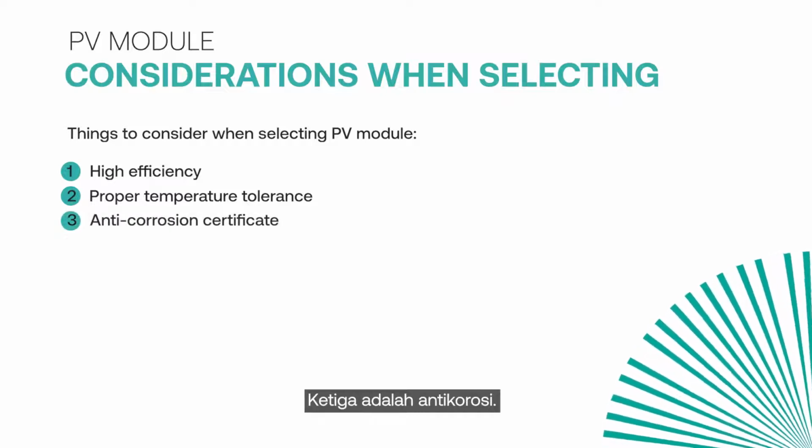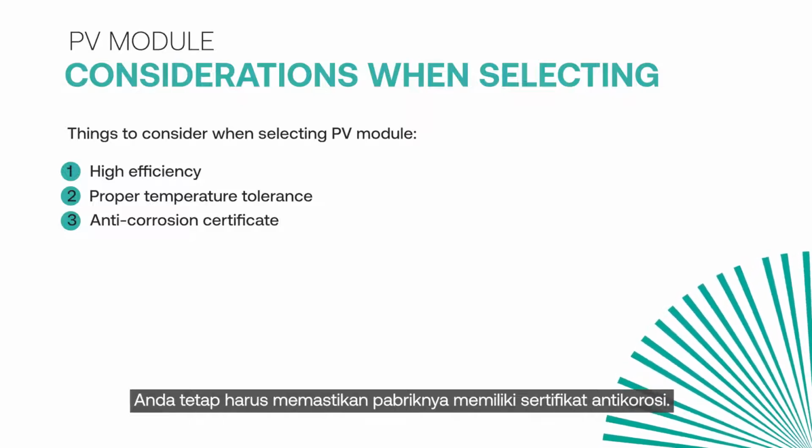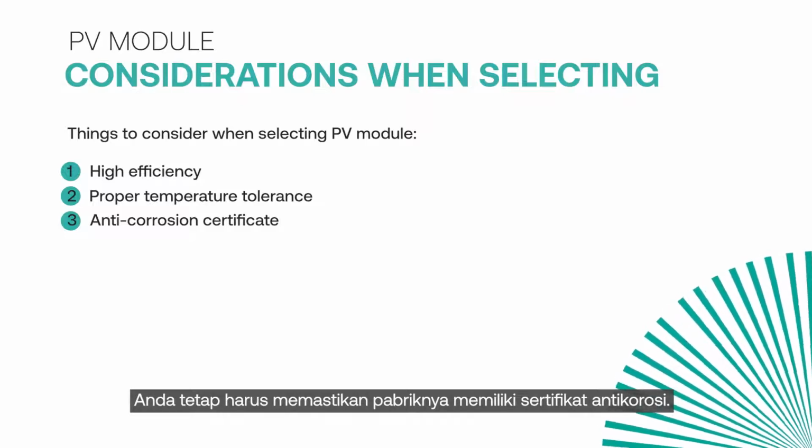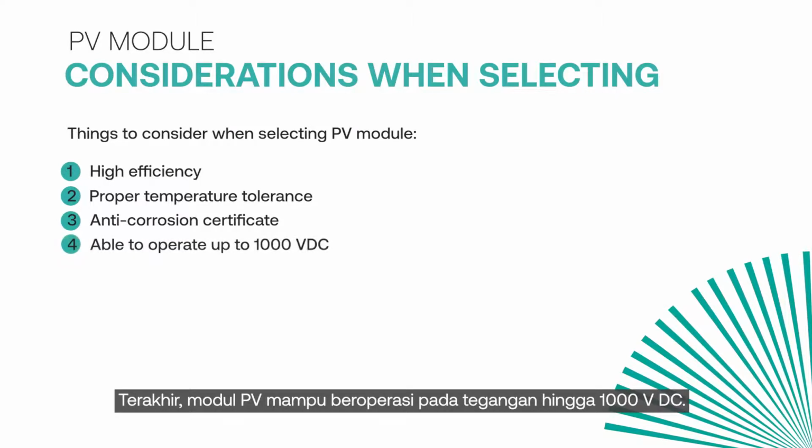Third is anti-corrosion. The PV module frame is commonly made of aluminum. You must ensure that its manufacturer has an anti-corrosion certificate. And lastly, the PV module is able to operate at voltage up to 1000 volts DC.